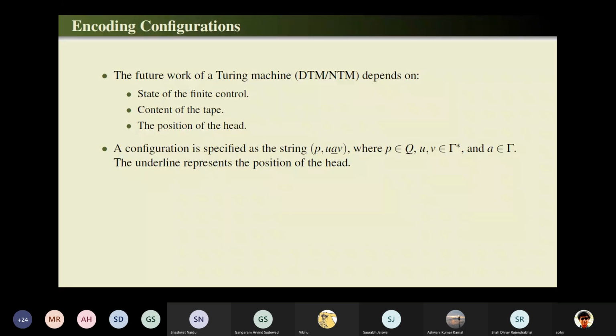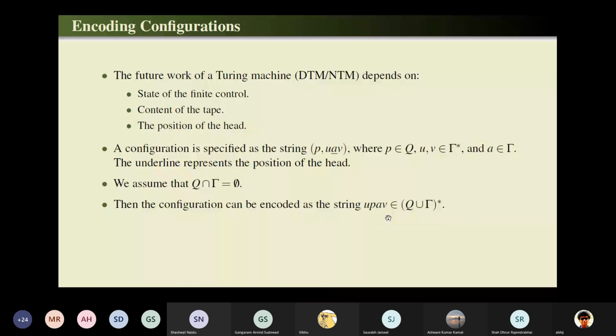Whatever it is, I can also use this encoding. Okay, u, instead of underscore, I am just writing p here to denote that this is the state. And this is the symbol a, before which this p, that means a is the current position of the head, then v. And of course, in order that this p does not interfere with the symbols in u, a, and v, I assume that Q intersection sigma is empty. Okay.